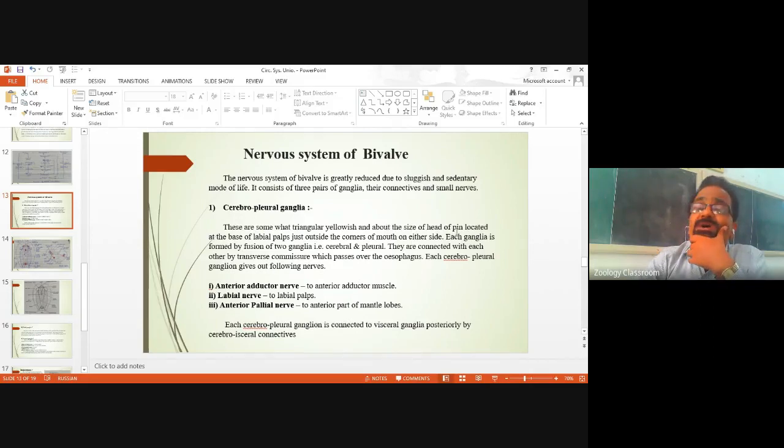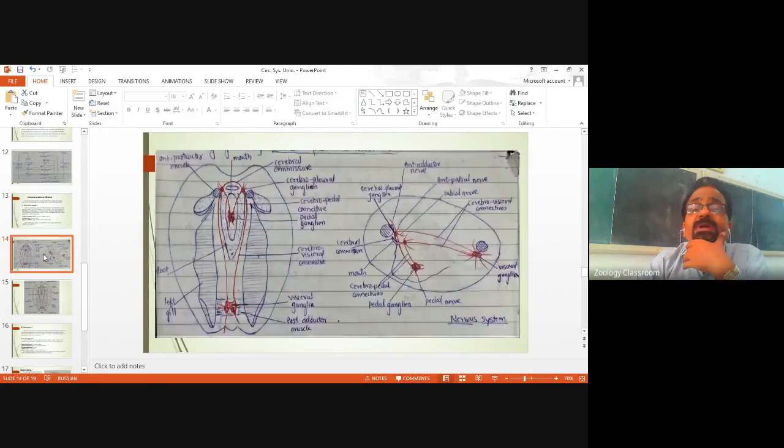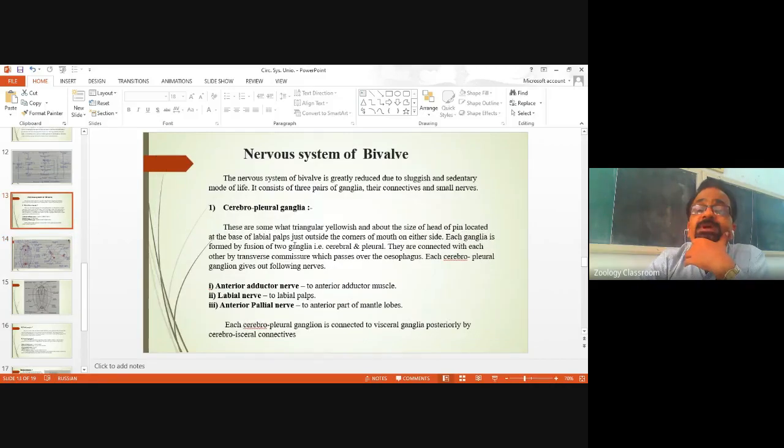and about the size of the head of a pin. Located at the base of the labial palps. Look, here is the mouth opening, and on the sides of the opening, what are there? Labial palps are there. Here is the location of this cerebropleural ganglia in the vicinity of these labial palps, on either side.